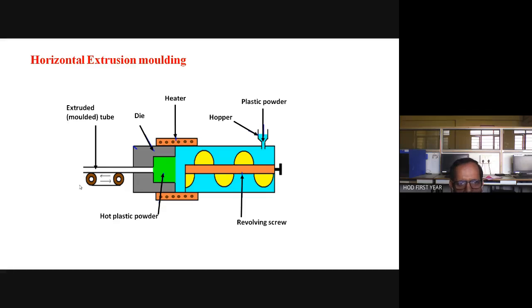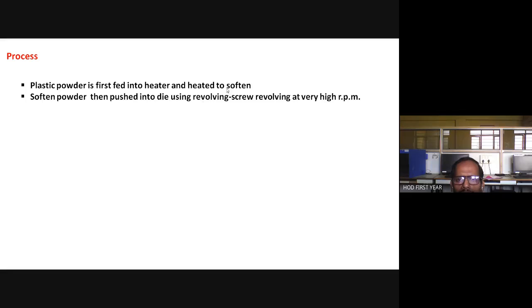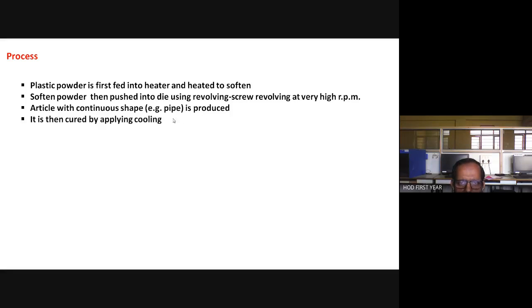The process: plastic powder is first fed into the heater and heated to soften. These are the two steps combined, filling up of the heating chamber and heating to soften. Then the softened powder is pushed into the die using the revolving screw, which revolves at very high RPM. When it revolves, the material is pushed forward and passes into the die, and the desired shape article is produced. So an article with continuous shape, that is a pipe, is produced. It is then cured by applying cooling.